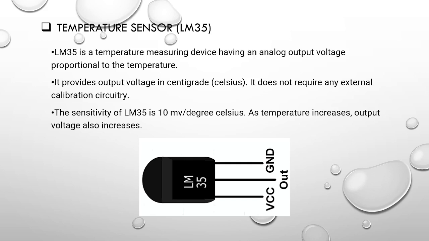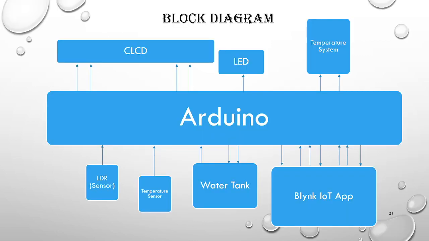The temperature sensor that is used in our project is the LM35. LM35 is a temperature measuring device having an analog output voltage proportional to the temperature. It provides output voltage in degrees Celsius. It does not require any external calibration circuitry. The sensitivity of LM35 is 10 millivolt per degree Celsius. As the temperature increases, the output voltage also increases.